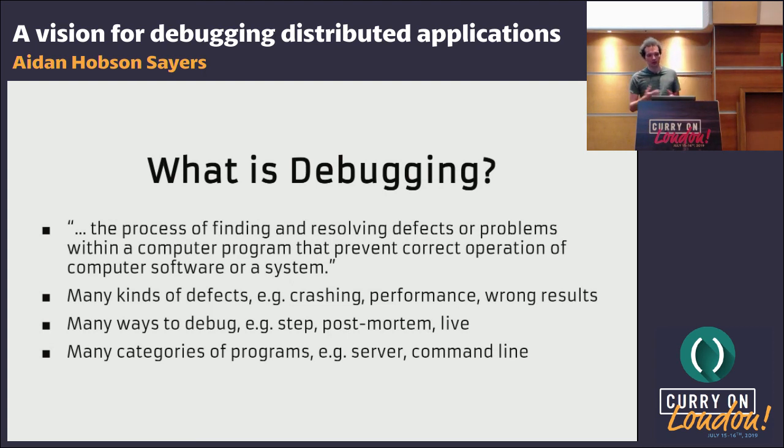So what does debugging actually mean? I've got the Wikipedia definition up there, but along all axes of this definition, there's a certain amount of flex. For example, what does a defect mean? Does it mean your program has crashed? Does it mean it's giving the wrong results? Does it mean it's performing poorly? There are many ways to debug.